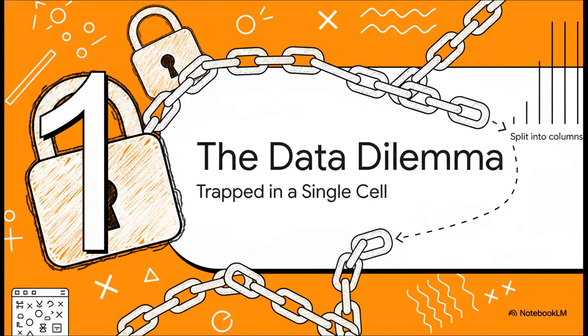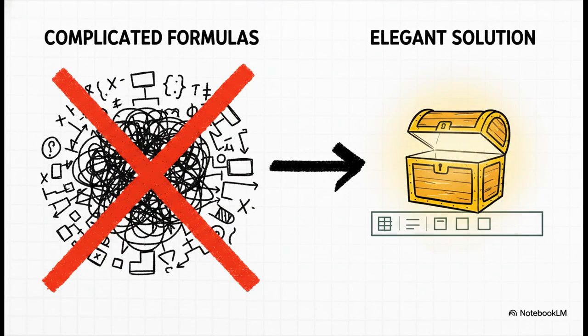And this right here is what we call the data dilemma. All of your important information is basically trapped. It's locked inside one cell by all these weird characters. It's an incredibly common and super frustrating problem that can just bring your whole project to a grinding halt. But here's the really good news. You do not need some kind of complicated formula or fancy code to fix this.